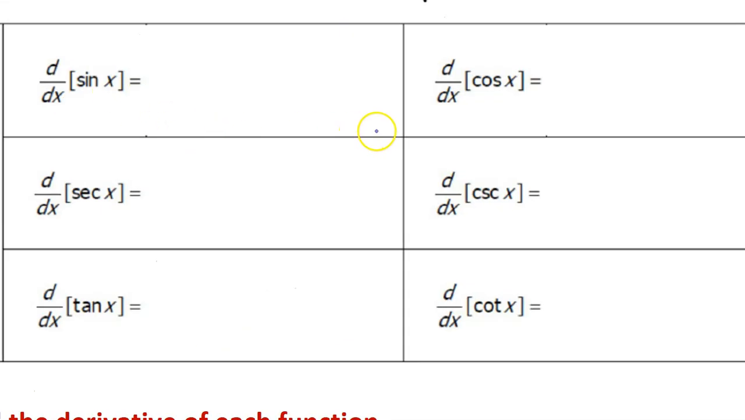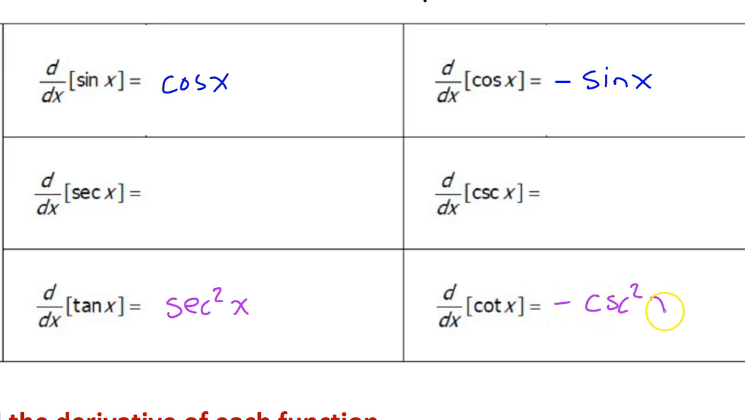In previous videos, I have taught you 4 of the 6 derivative rules, and now I'm going to teach you the remaining 2. But first, let's review. The derivative of sine x is cosine x, and the derivative of cosine x is negative sine x. We have also learned that the derivative of tangent x is secant squared x, while the derivative of cotangent x is negative cosecant squared x.